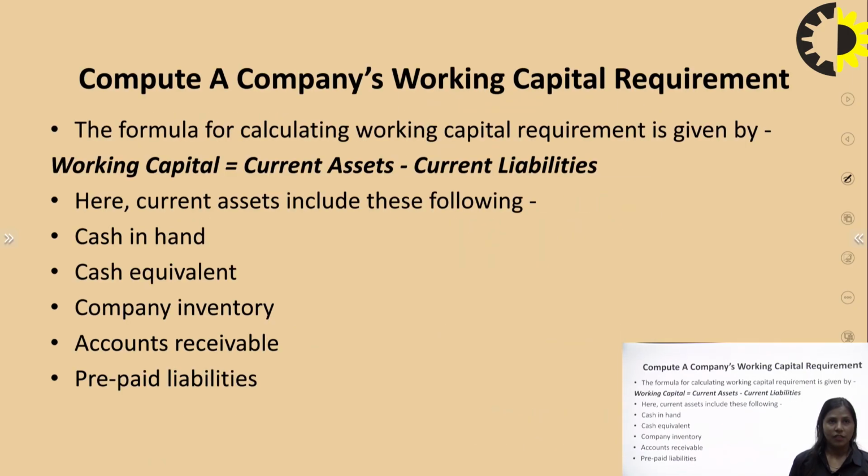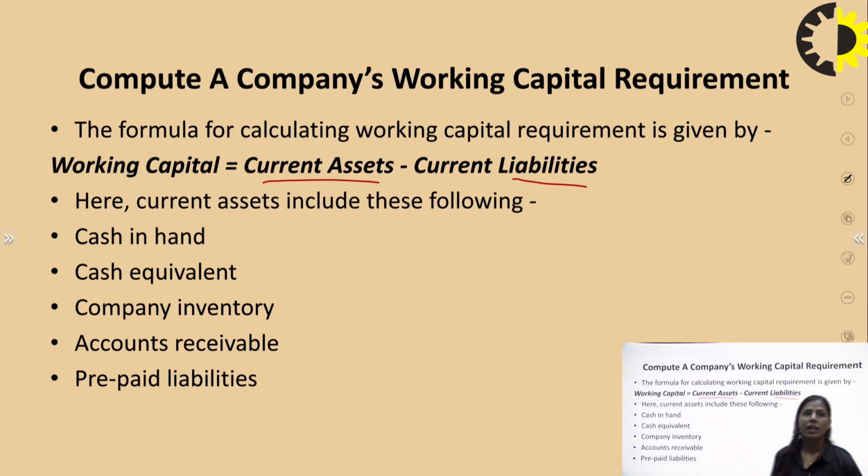So these are the different factors, and this is how we can calculate a company's working capital requirement. We take the total current assets and subtract the liabilities from that amount. So we are going to discuss the various current assets and the liabilities too.